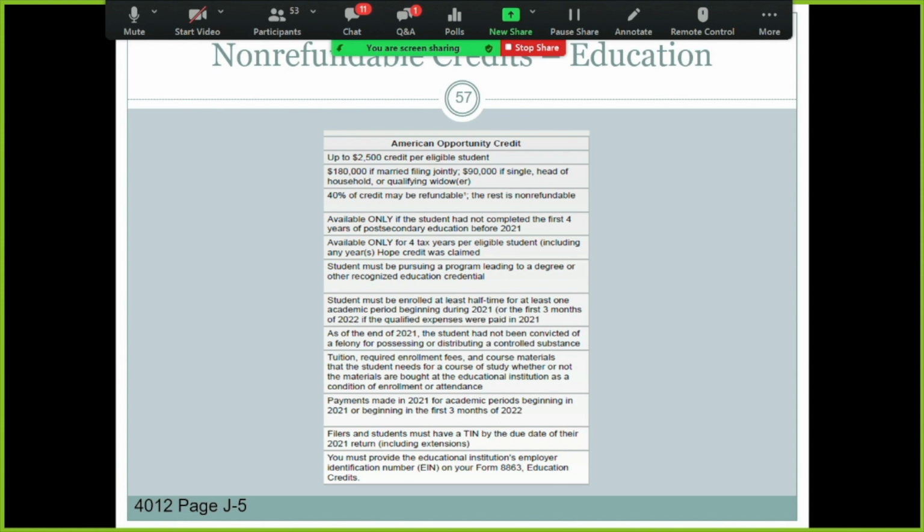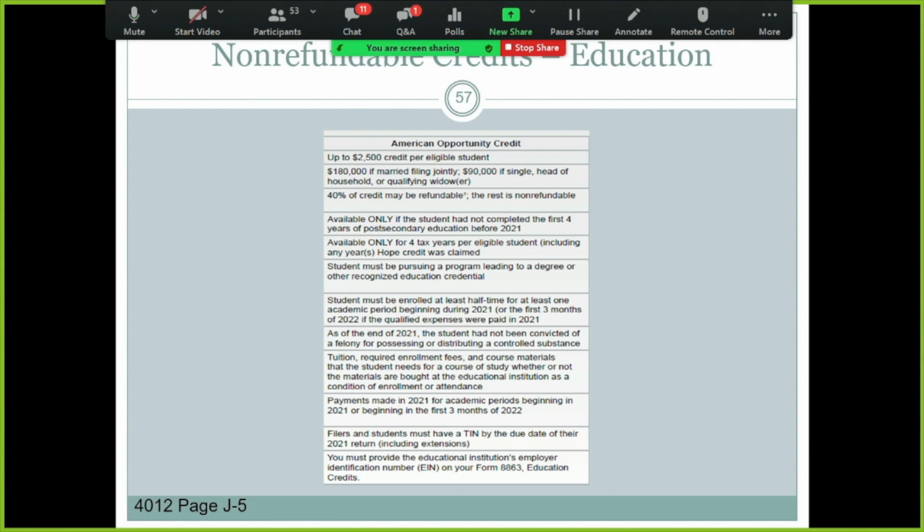Let's take a look at the first education credit, and that is the American Opportunity Credit. And this is generally the most advantageous credit for the taxpayer. And we want to first see if the taxpayer meets the guidelines for this credit. And the reason I say that is because a portion of the credit is refundable. But J-5 lists the guidelines.